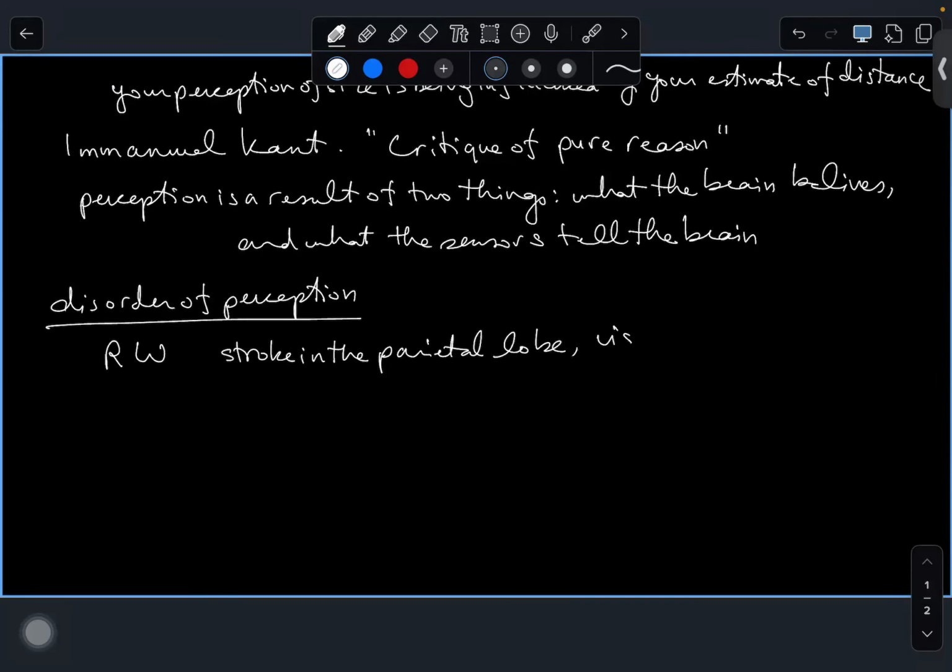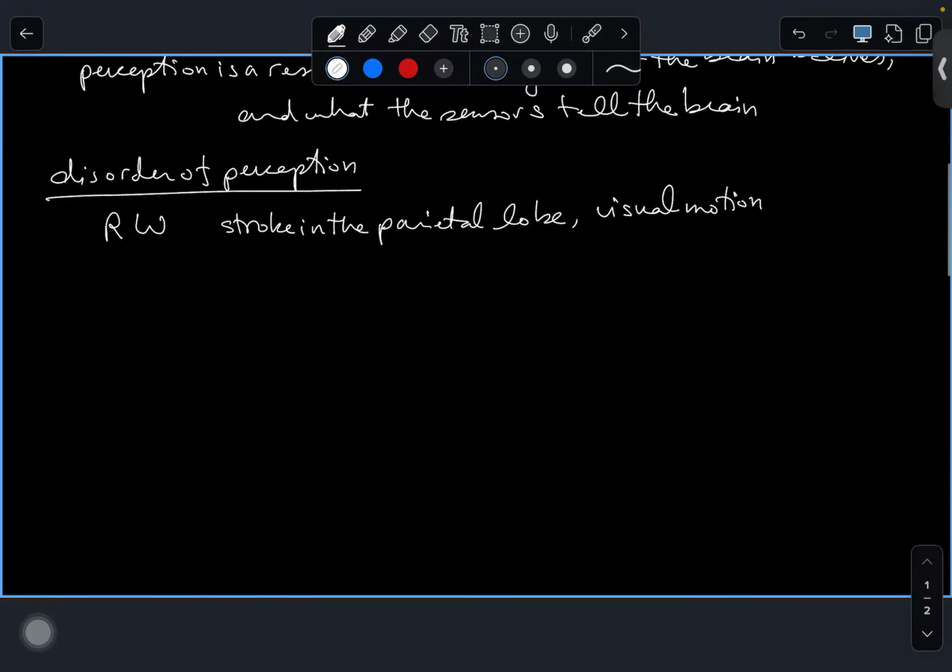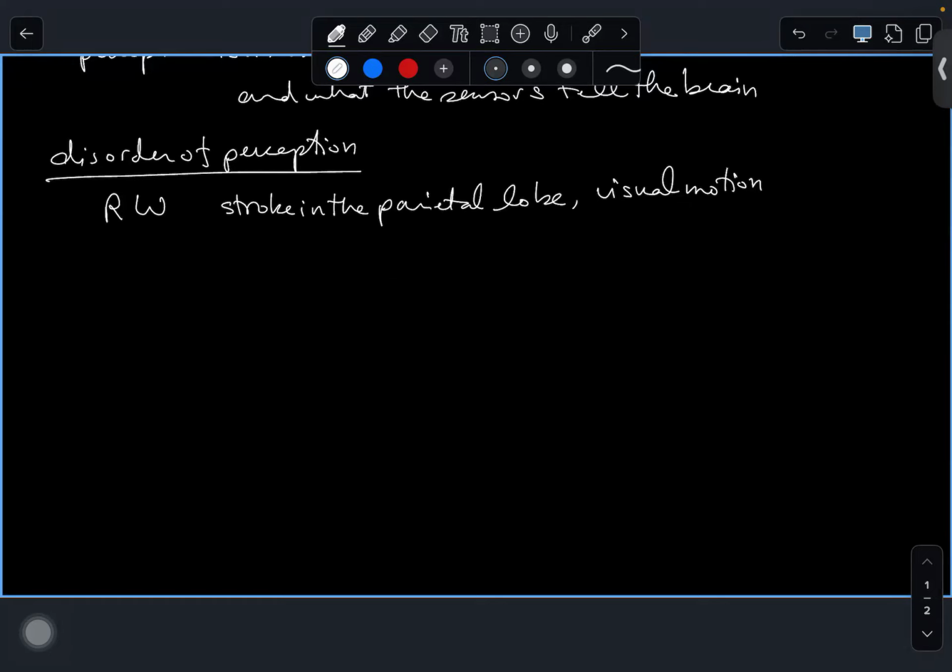And what his problem was: visual motion. So consider the following scene. Suppose that you're looking at somebody walking in a park, and here's this person, and they're going to be walking this way, and you're going to be following this person.